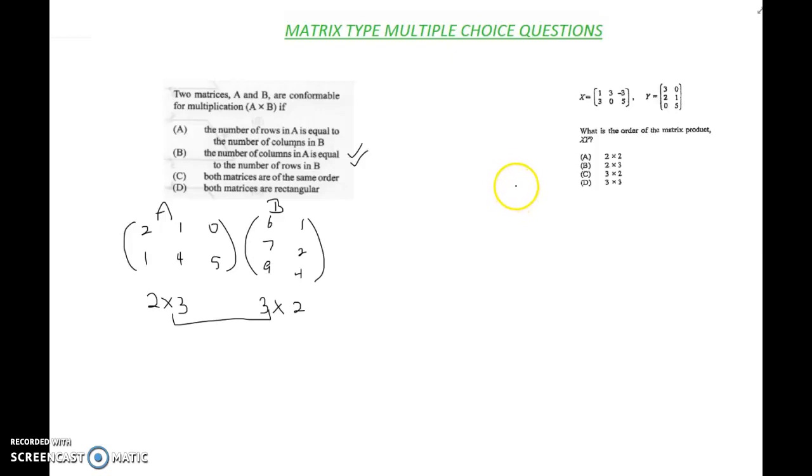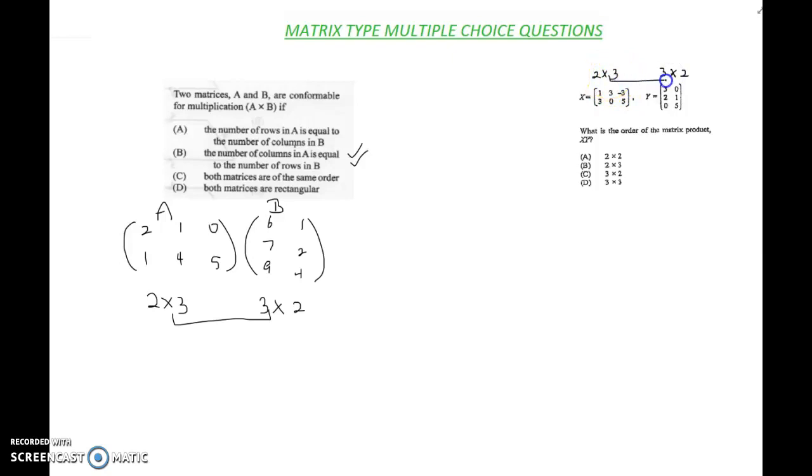Now we're looking at the right hand side, this question here. So we're given matrix X and we're given matrix Y. What is the order of the matrix product XY? So again, I would have shown you this in the first two questions. So first thing, write down the order of matrix X. You have 2 rows and 3 columns. Matrix Y, we have 3 rows and 2 columns. It's a 3 by 2.